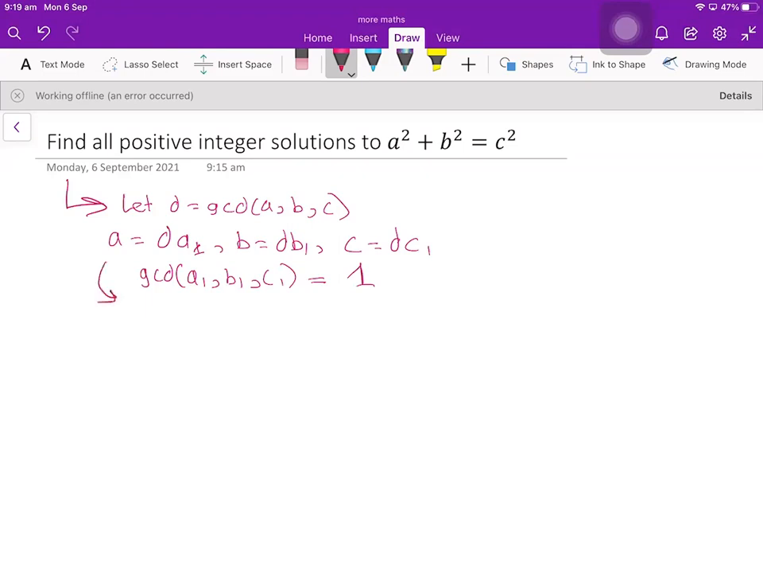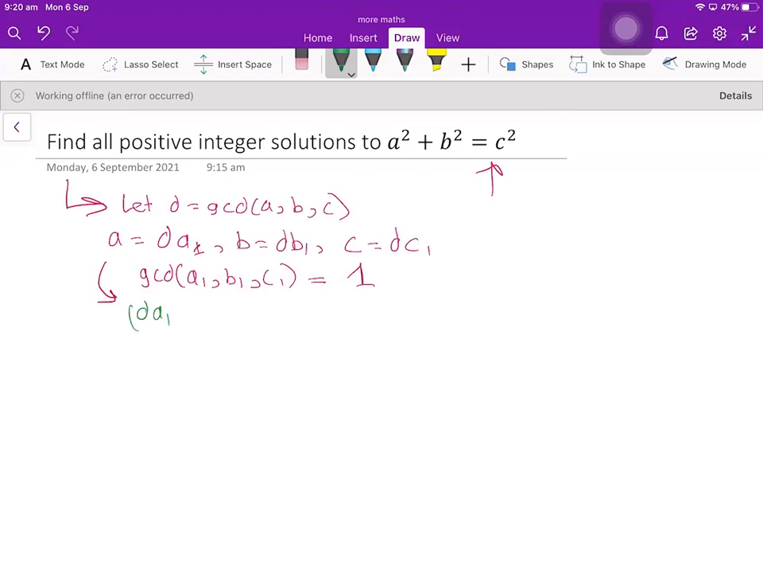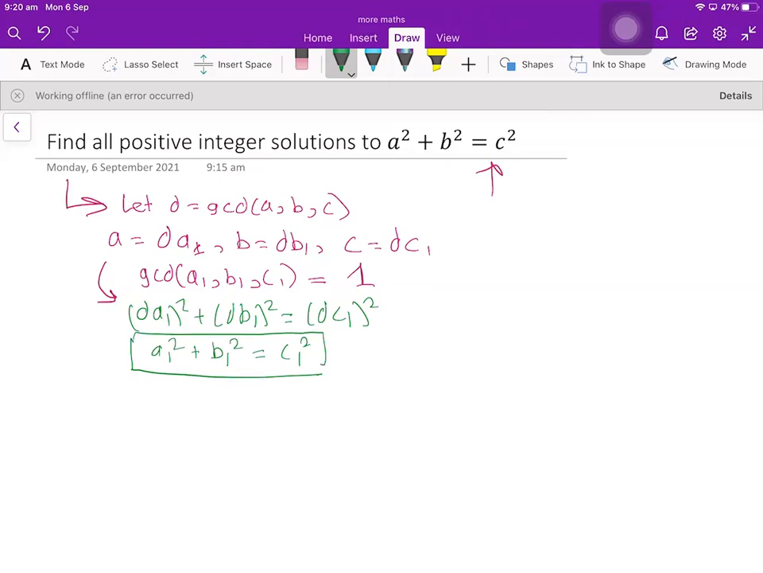And now if we substitute these equations into the original equation, we'll get (d a1) squared plus (d b1) squared is equal to (d c1) squared. And we divide out the d squared from both sides to get a1 squared plus b1 squared equals c1 squared. Okay, so now we just have to find all Pythagorean triples where the GCD of the three numbers is 1.